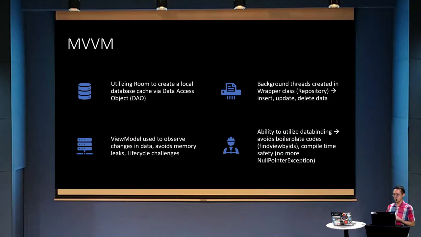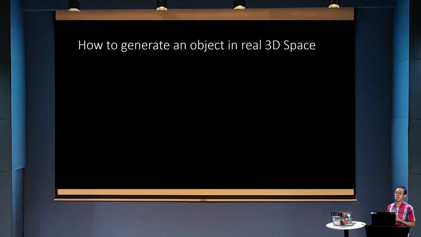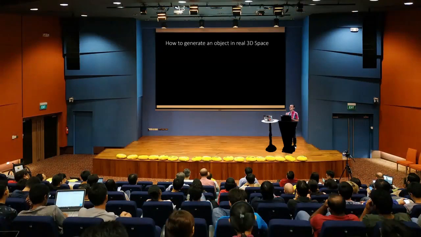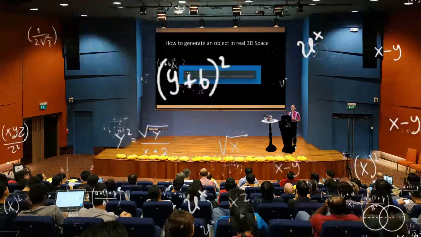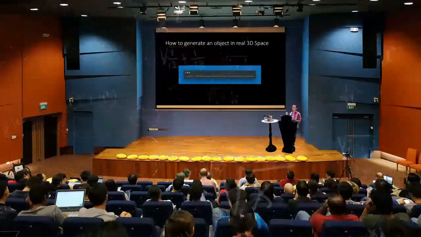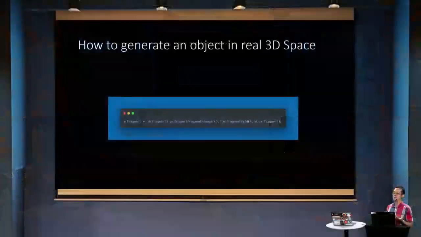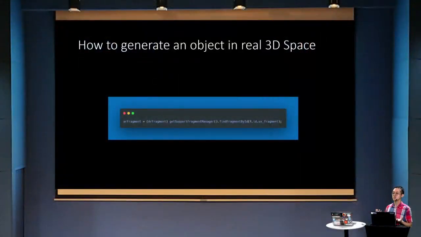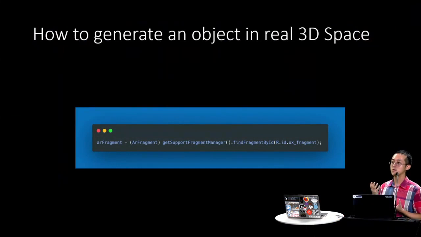Yep. So, how to generate an object in real 3D space. I'm pretty sure I've been talking about all the best practices, but you guys want to see some code, right? So here we are. We start off with this: ArFragment equals ArFragment casting, getSupportFragmentManager().findFragmentById, R.id.ui_ux_fragment. This is the typical way you start off declaring a fragment. So you're finding the fragment, labeling it and assigning the fragment itself.